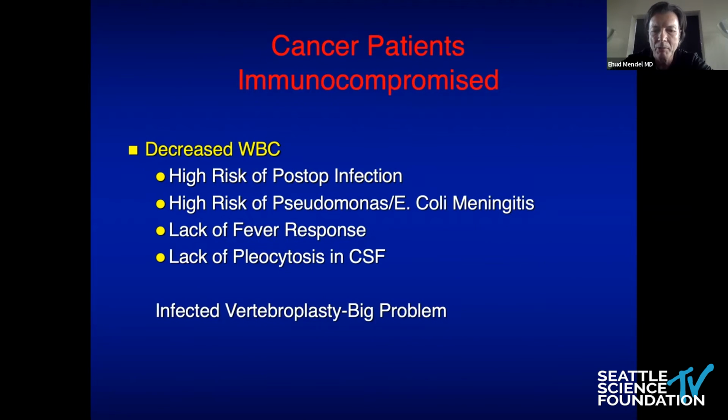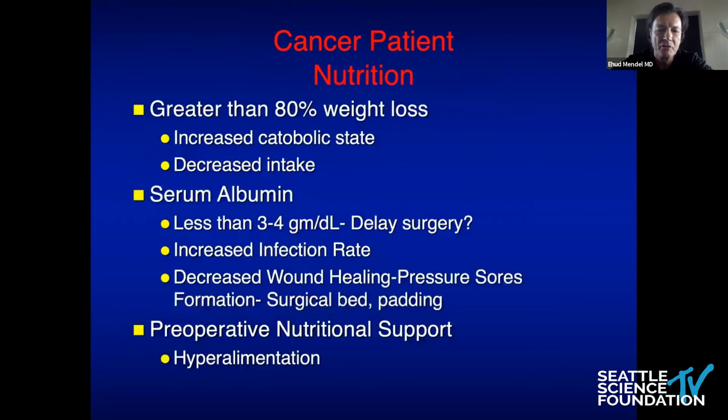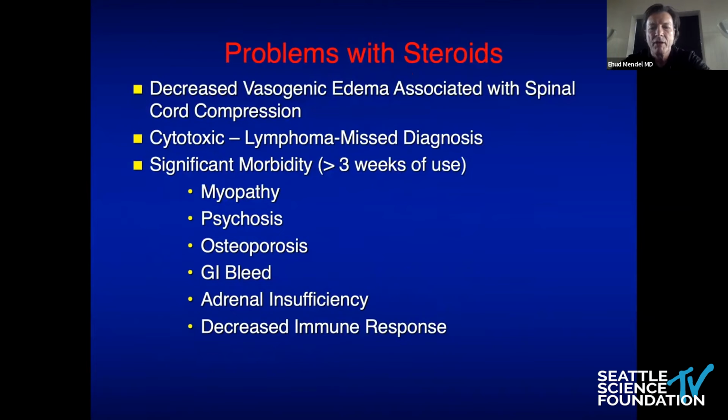So a lot of these patients are immunocompromised with a high risk of postoperative infection related to chemotherapy, bad infection with Pseudomonas, lack of fever response. Sometimes they get cement injection and the cements get infected. They're commonly nutritionally depleted with significant weight loss, and you can find that with the serum albumin. Sometimes you find out that they are on steroids related to the chemotherapy that lead to all kinds of other significant problems, as listed here, with significant morbidity: myopathy, psychosis, osteoporosis, on and on and on.